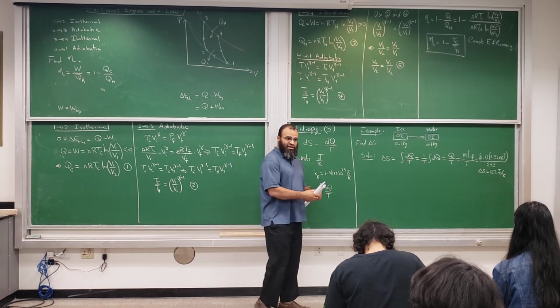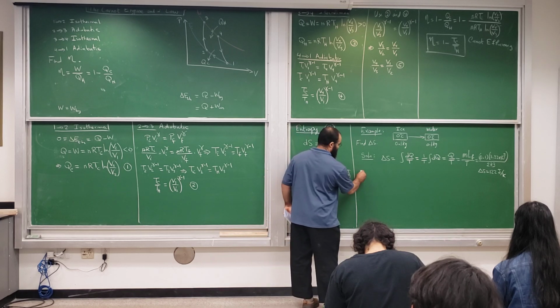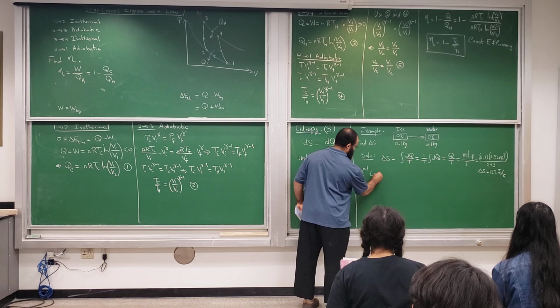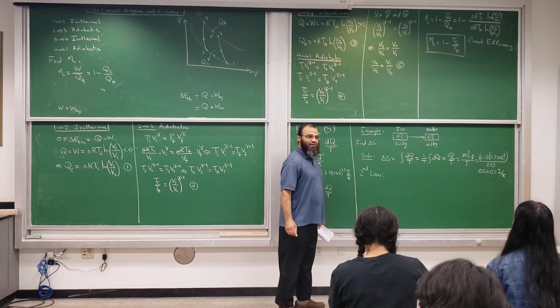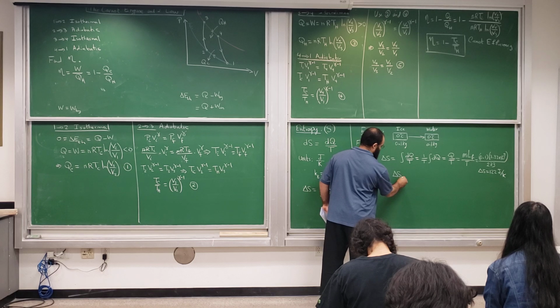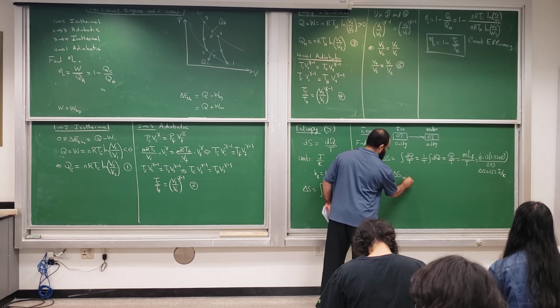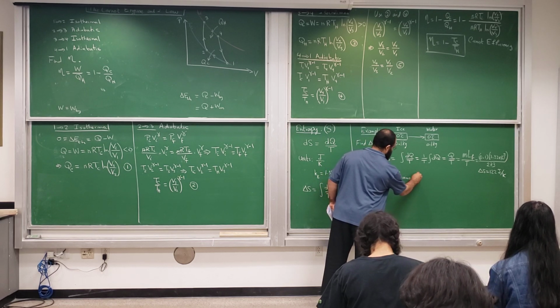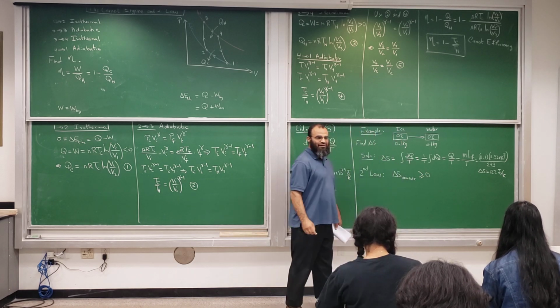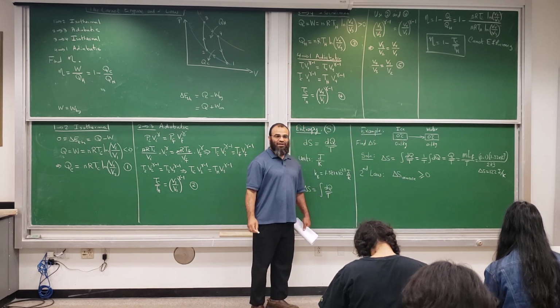So, the second law states the following. The statement is very simple. It says the change in entropy of the universe is always greater than or equal to zero. Okay, that's it.